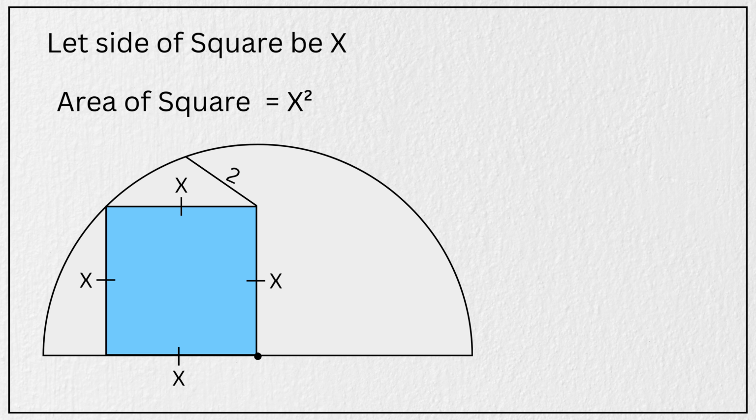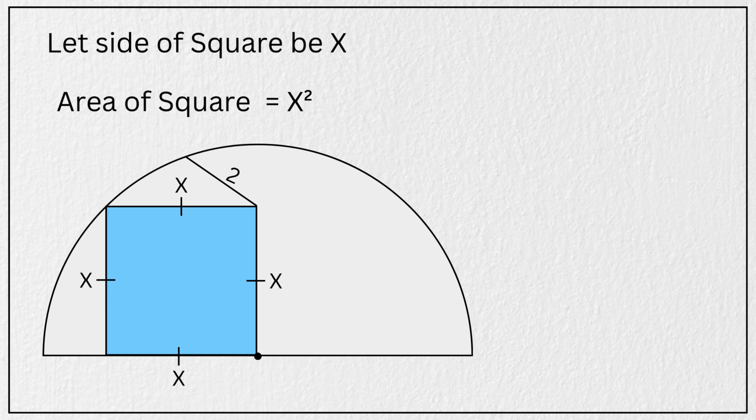Now draw a radius from the center of the semicircle toward the arc like this, and label it as r. Since this is also the diagonal of the square, using the Pythagorean theorem we have r squared equals x squared plus x squared. This simplifies to r equals the square root of 2 times x. That means this length is root 2 times x units, and this is also root 2 times x units, right?